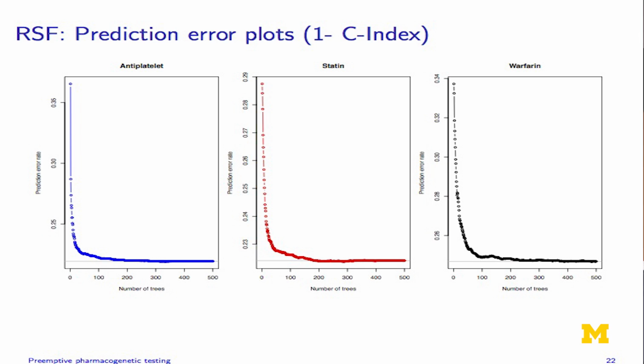So these are prediction error plots, and I'm defining my prediction error as 1 minus the Harrell C index.